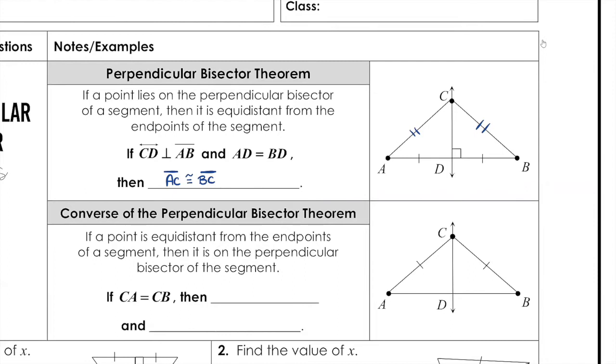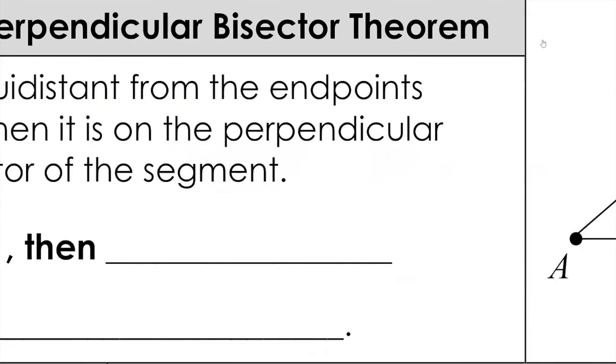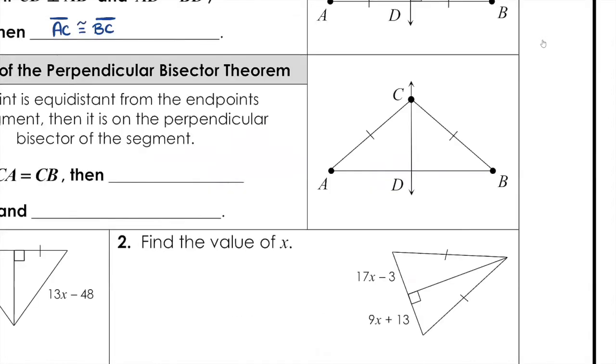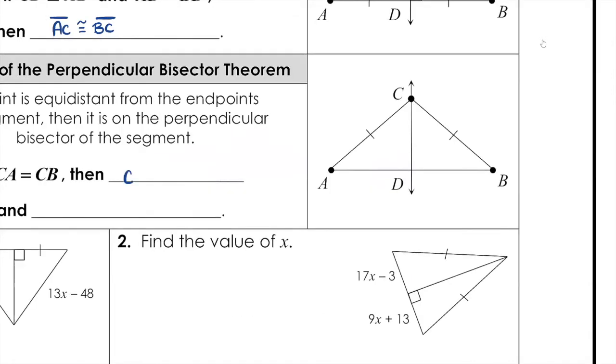Okay, so if a point is equidistant from the endpoints, now we're looking at what we proved on the last one using our theorem. Now this is true. If CA is equal to CB, then we can conclude CD is perpendicular to AB. So we can conclude line CD is perpendicular to segment AB.